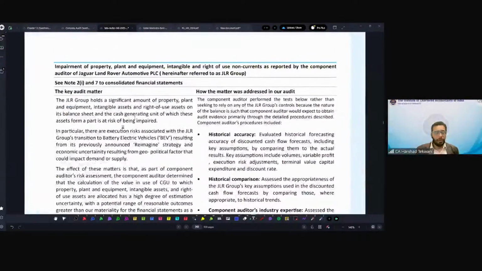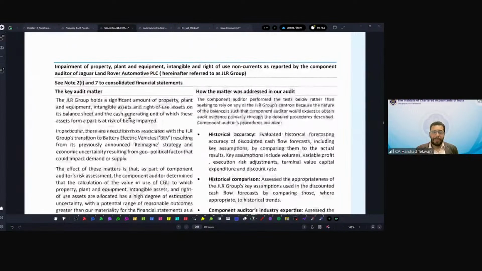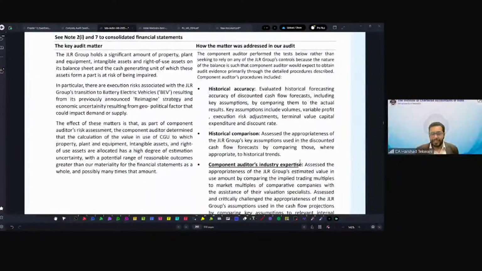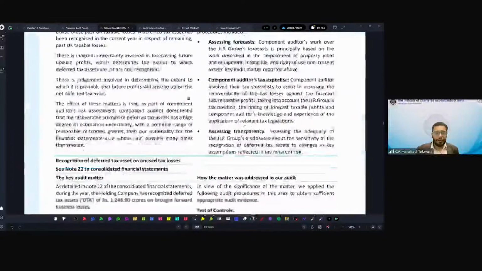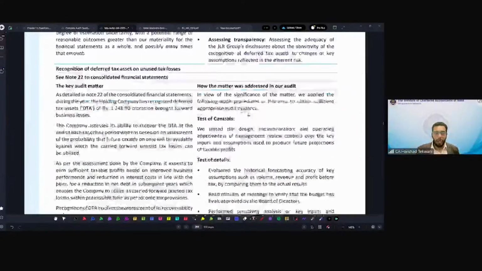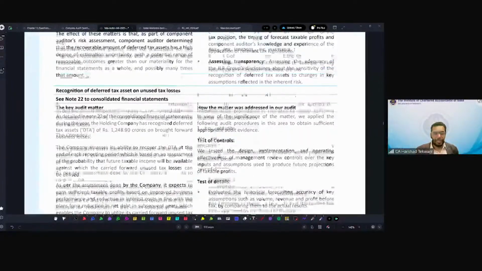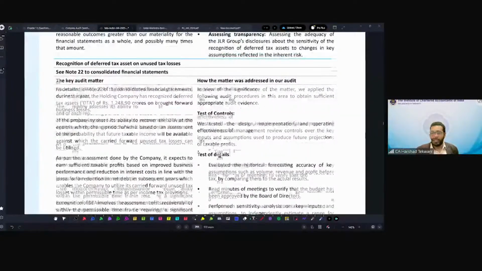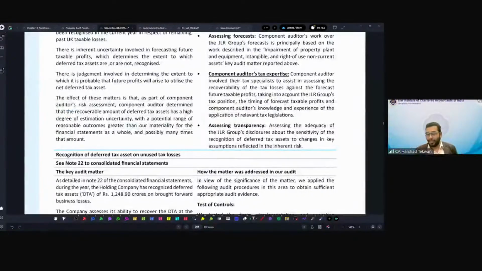See, over here, they might have given some different matter which might not be related to the company, but to a component, such as the component auditor's industry experience. Again, you might have some other matter with respect to the component. So that's why they don't have the component over here. They have written test of details. Otherwise, they were writing component auditors' expertise.